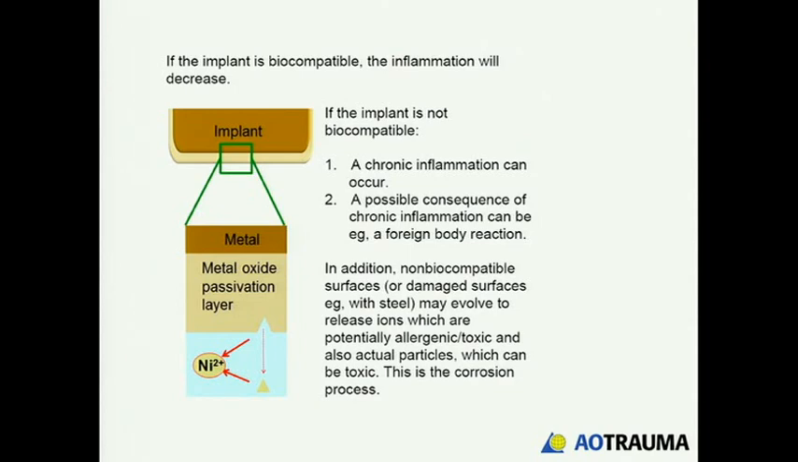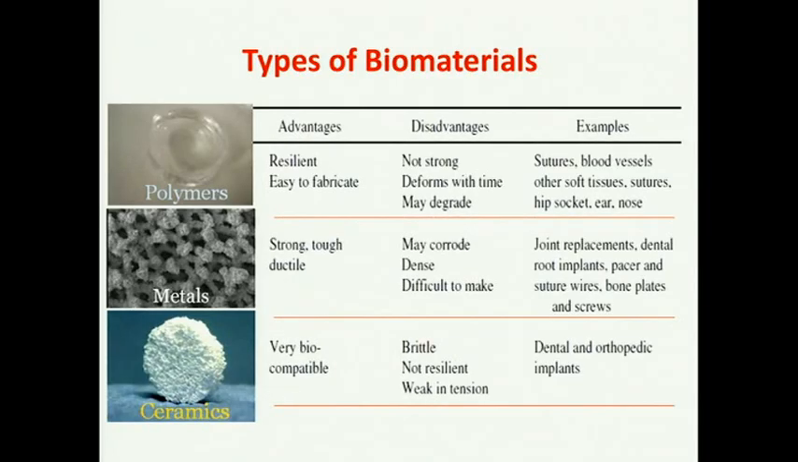So if it's not biocompatible, inflammation occurs, with a possible consequence of chronic inflammation. In this case, for example, the metal oxide passivation layer is ruined at this point, and it can give us ions released into the body, which can cause carcinogenic or other effects.